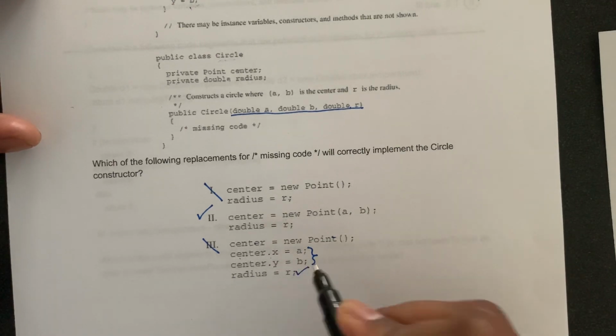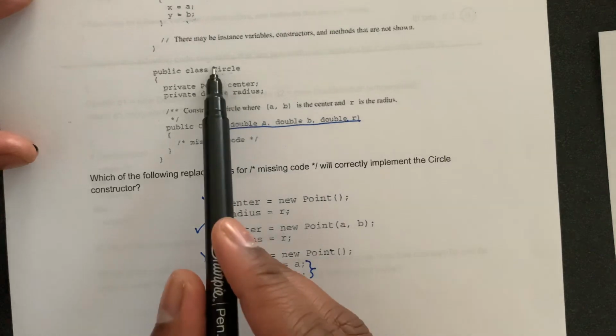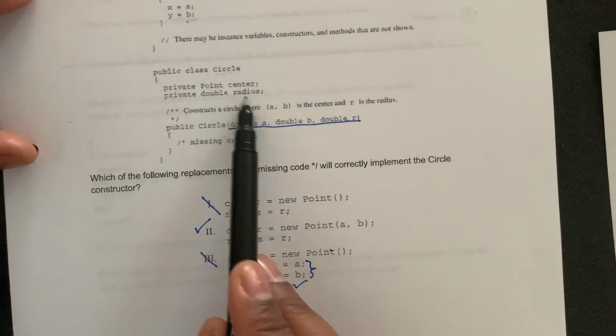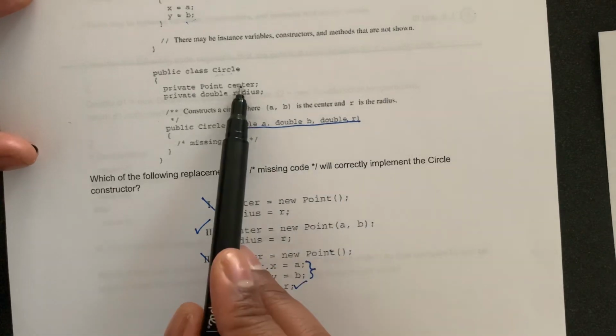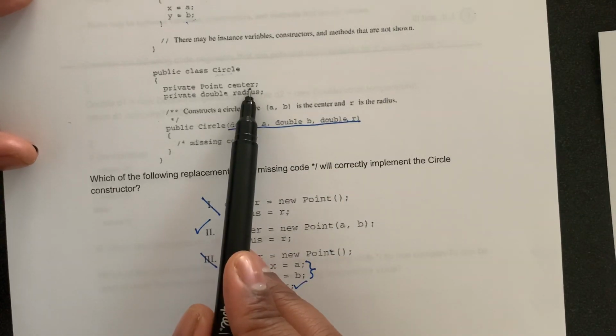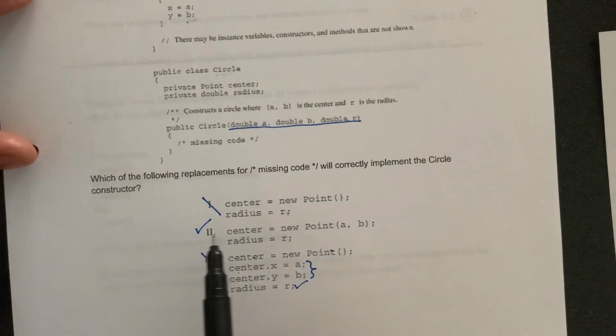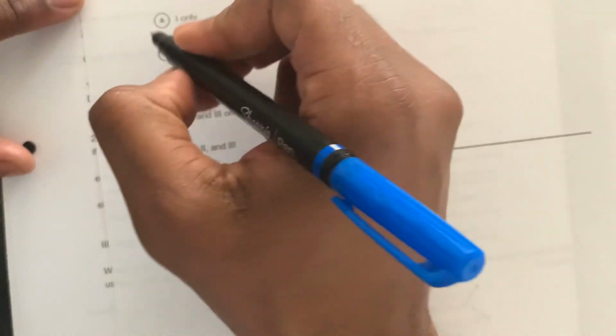The radius r is going to work for all of these because r is made inside the class. So it's easy to set the radius variable equal to r here, but you can't change those points for the Point class without having a method to do so. So only 2 works here. And so that's going to make B the correct answer.